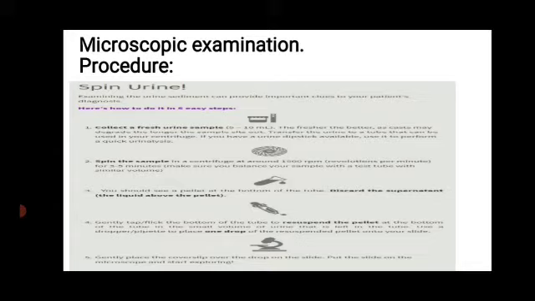First of all, you have to collect a fresh urine sample of 5 to 10 ml in the container. Then transfer the urine to a tube that can be used in your centrifuge. Secondly, spin the sample in a centrifuge at around 1500 revolutions per minute for 3 to 5 minutes. After that, you should see a pellet at the bottom of the tube. Discard the supernatant. The supernatant is the liquid above the pellet, and you have to discard it.